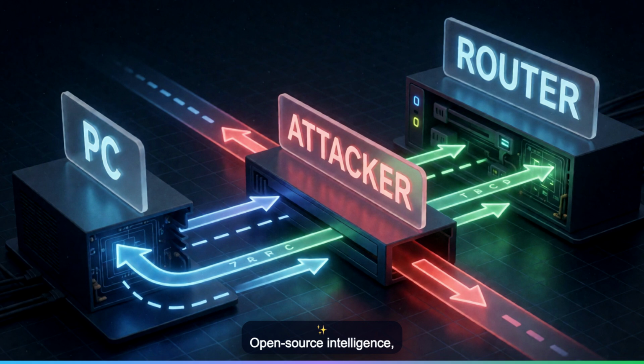Open Source Intelligence, or OSINT, means using publicly available data. WHOIS lookups reveal domain owner emails and phone numbers. No hacking required, just information that anyone can collect if they know where to look.